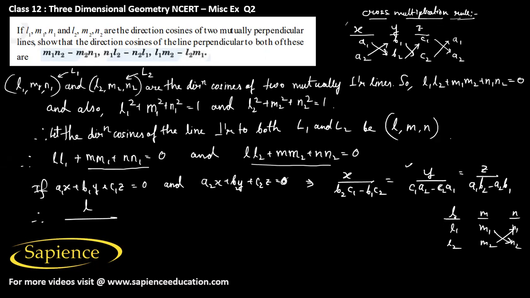So this will be L by M1N2 minus M2N1, and that is equal to M by, here again I have to write L1, L2. So this will be N1L2 minus N2L1, that is equal to N by L1M2 minus L2M1.